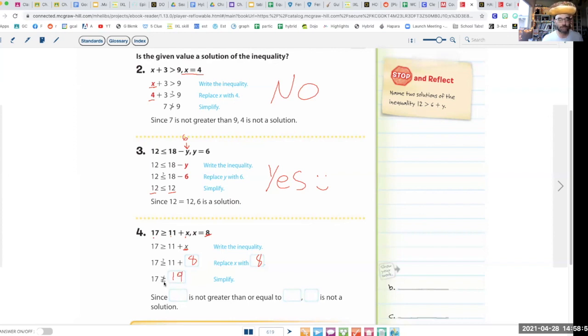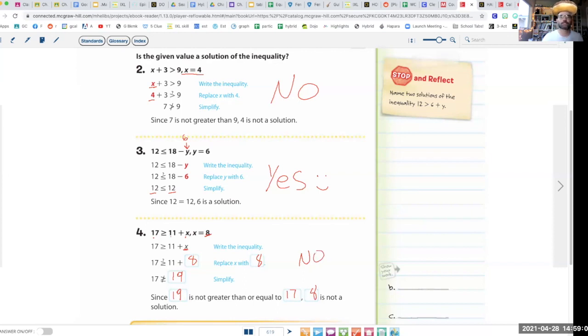So is 17 greater than or equal to 19? No, since 19 is not greater than or equal to 17, that means that 8 is not a solution. So that would be no.